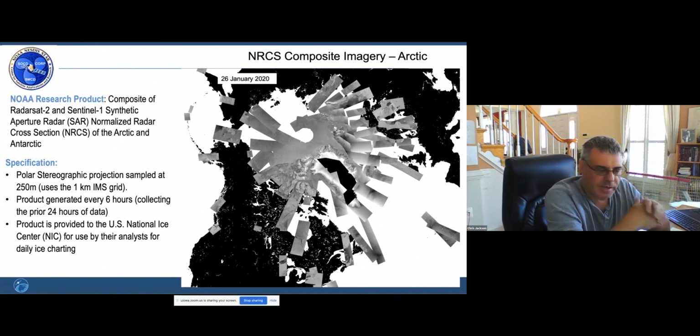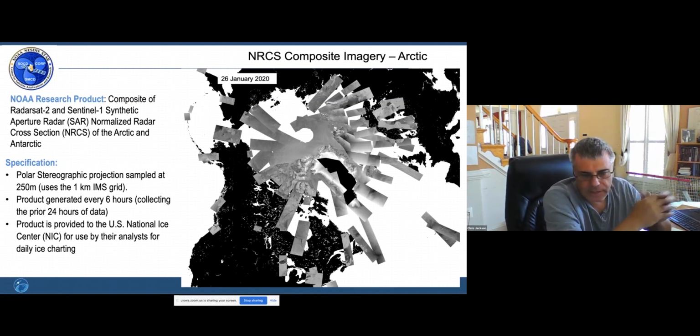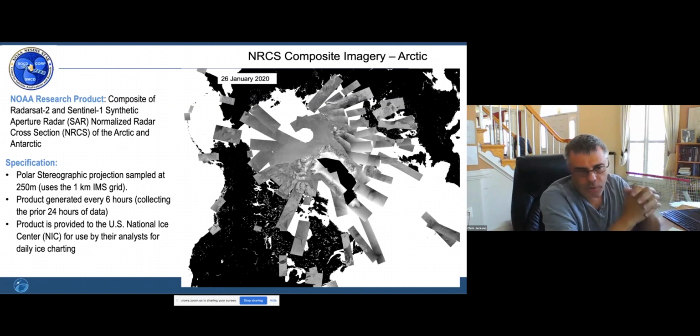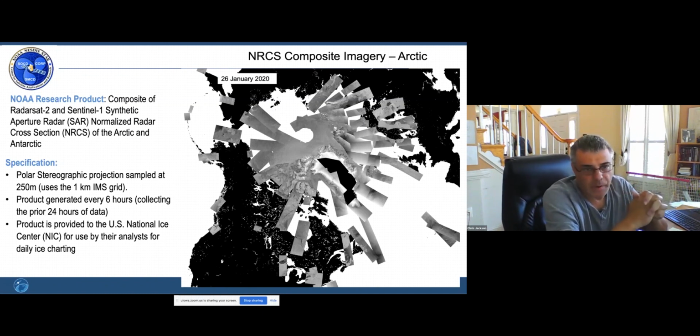So this is one of the products that's in development for Polar Watch. We've got the history going back to 2016 with the Sentinel spacecraft, and we're looking at packaging this up correctly and getting it put into Polar Watch, hopefully over the next, I'm hoping, 12 months. We think this is going to be something that users are interested in for their analyses. So I think next slide.